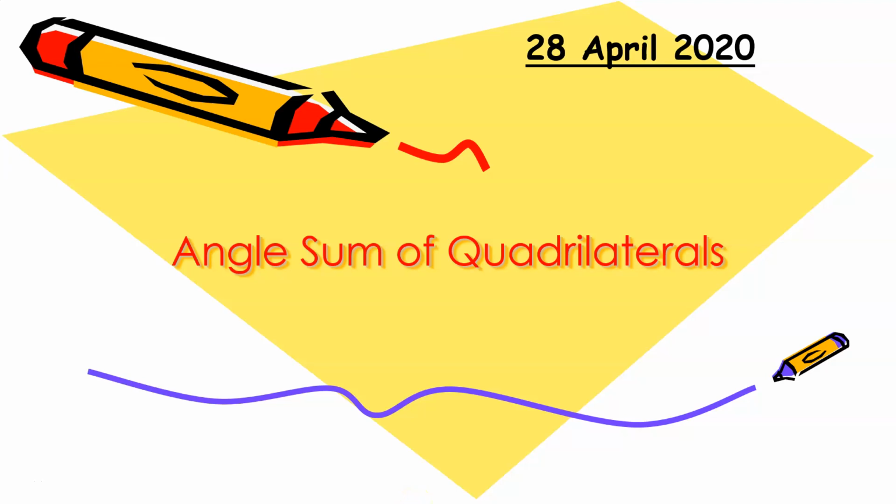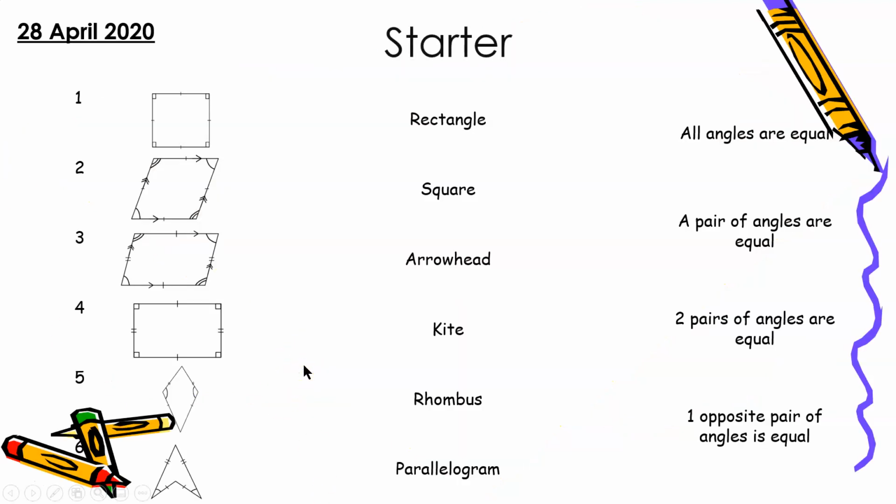So last lesson we were looking at classifying quadrilaterals, and that each different type of quadrilateral has slightly different features. The reason why we go through that is to look at, when we're solving these angle rules, what things we can use to help us in answering the questions. So just to start off with, I've got a quick starter here.